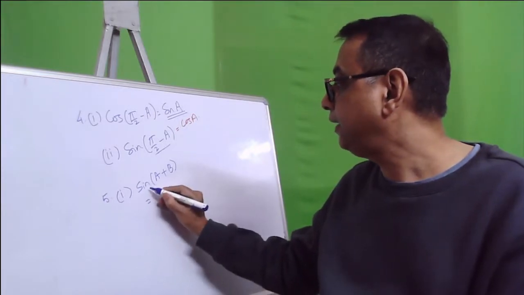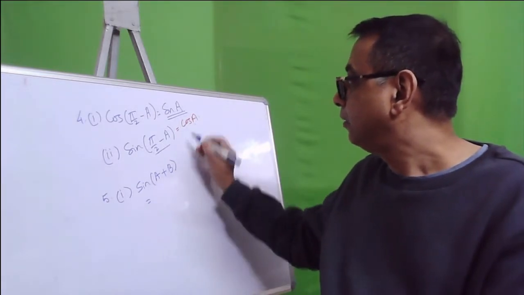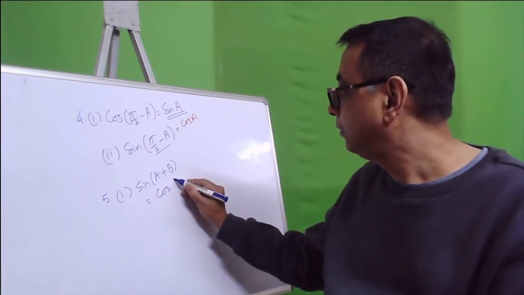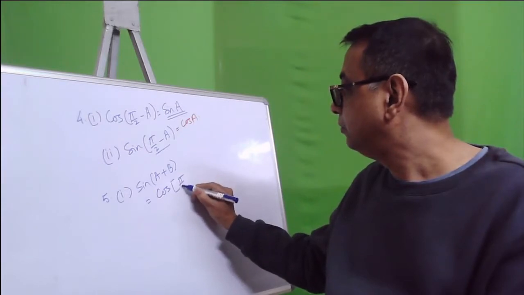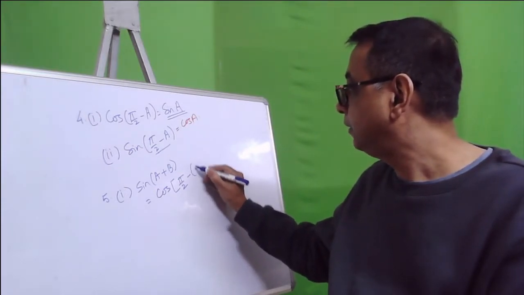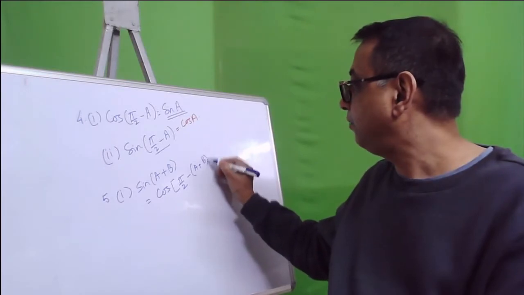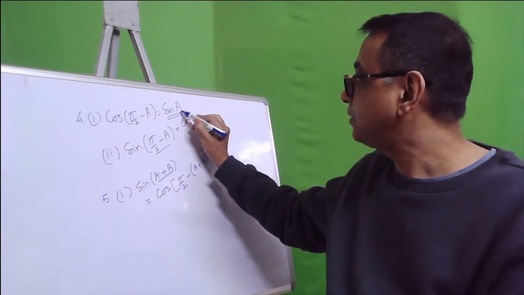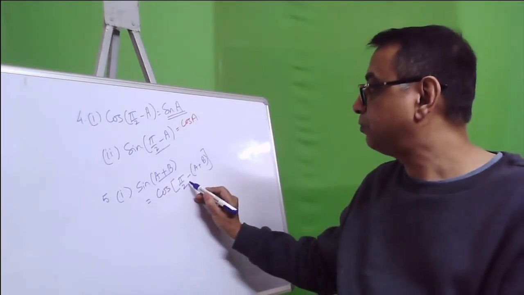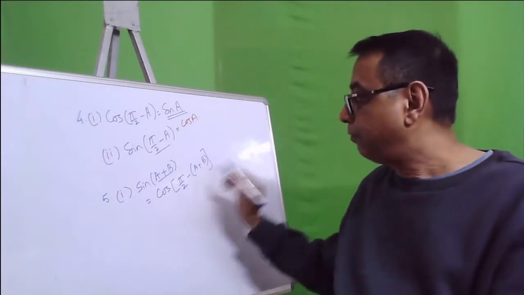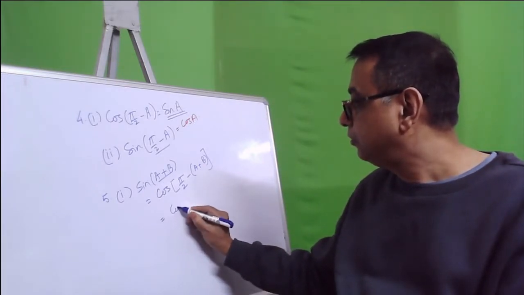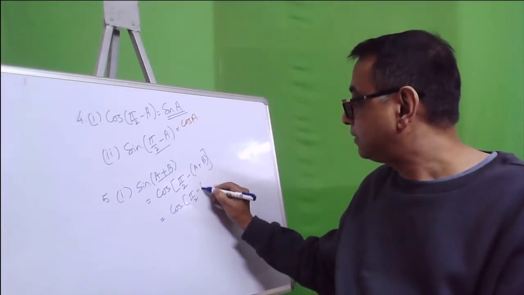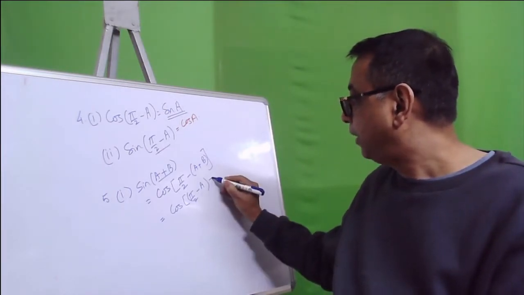Now, what is sin(A+B)? We can write this as cos(π/2 − (A+B)). This is coming from here: sin A, so here we replace A by A+B, so it will be cos(π/2 − (A+B)), which is equal to cos((π/2 − A) − B).